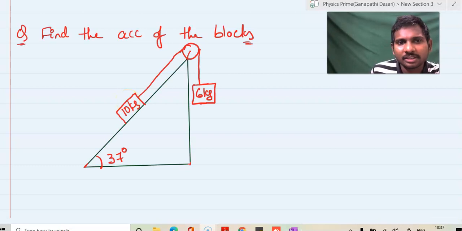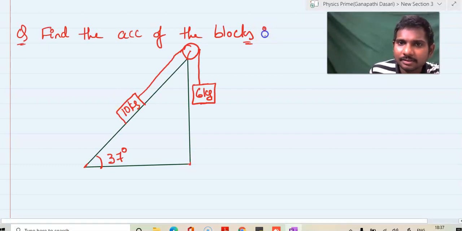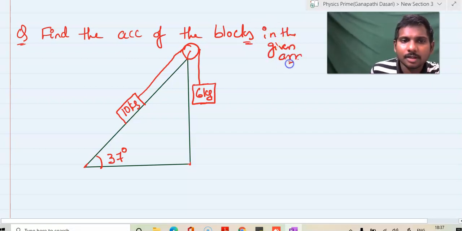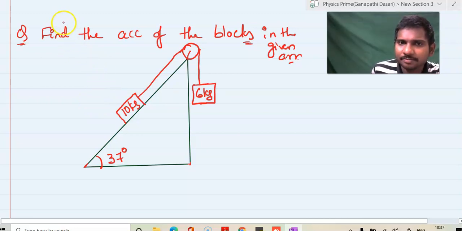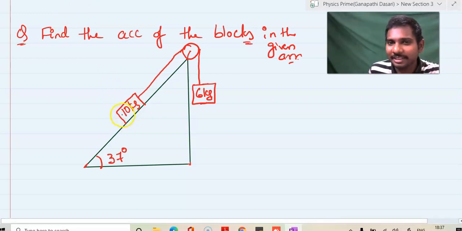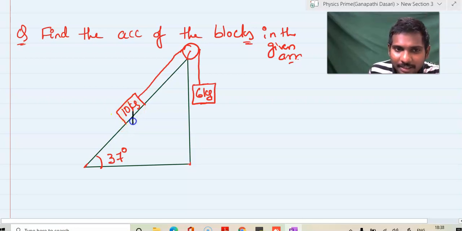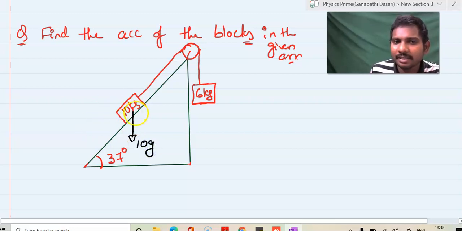Let us solve this question. Find the acceleration of the blocks in the given arrangement. So in these questions, the first important point is we need to draw free body diagrams so that we can solve the problems easily and write the equations for them, and then solve the problem. So for the 10 kg block, similar to the concept that I taught before, there will be 10g acting downwards. I'm drawing the free body diagram here itself.